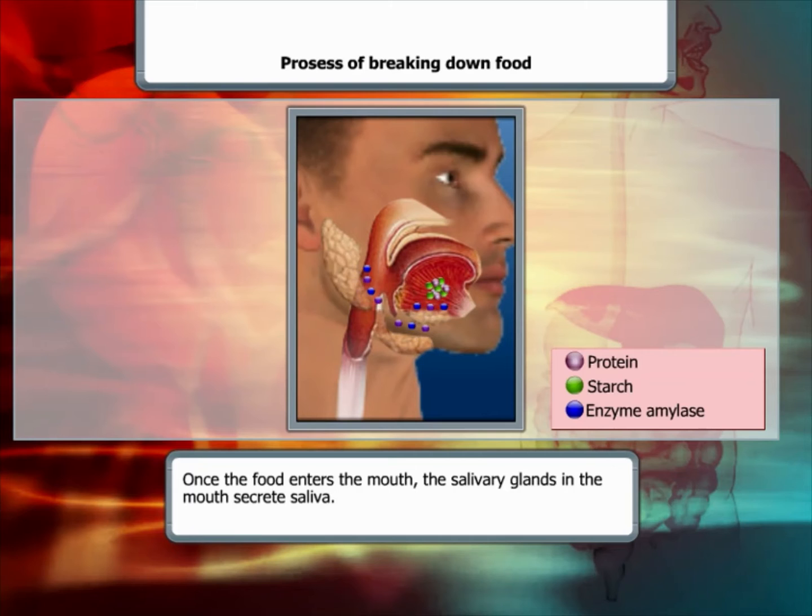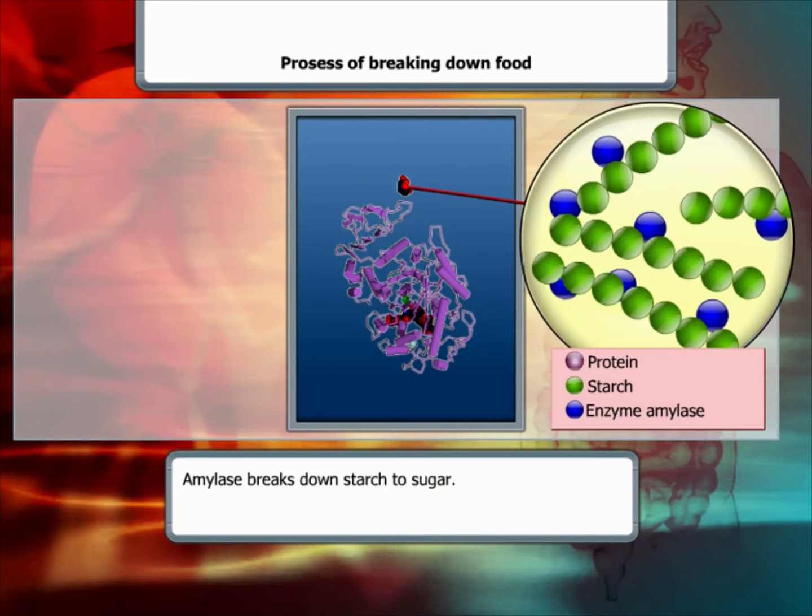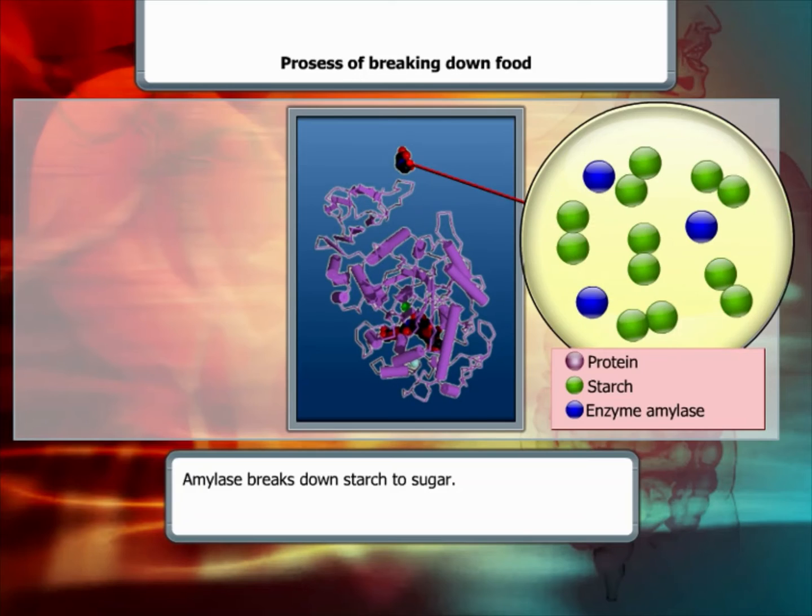Once the food enters the mouth, it is broken down into smaller particles. The salivary glands in the mouth secrete saliva. Saliva contains the enzyme amylase. Amylase breaks down starch to sugar.